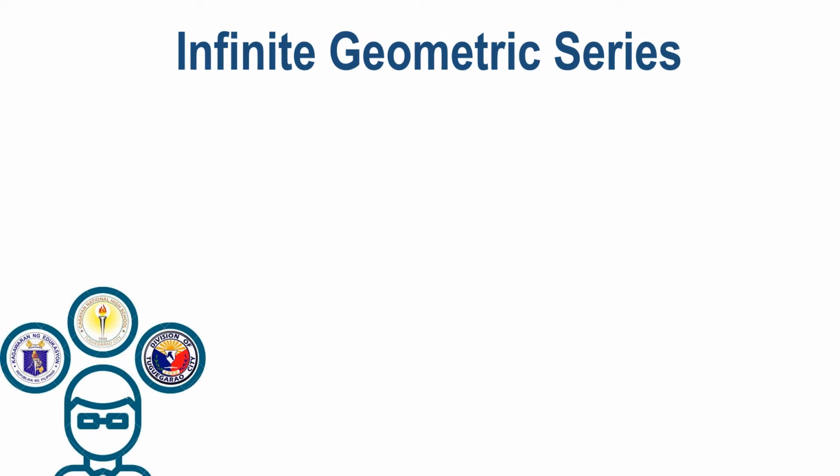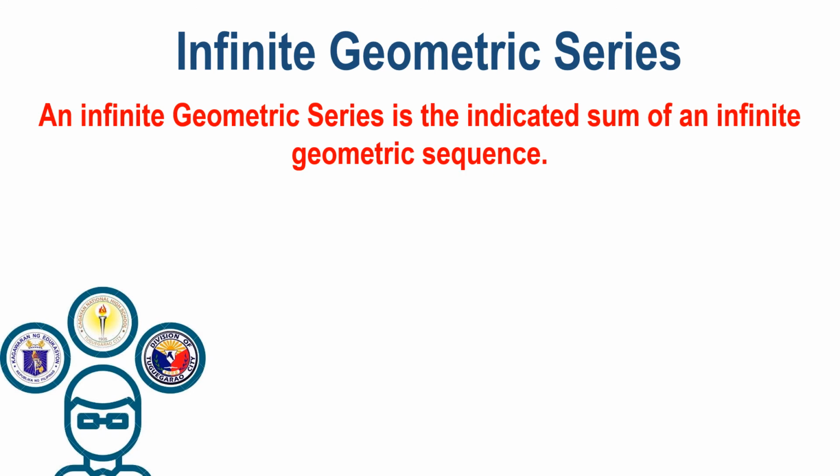Okay, class. Since we're done with finite geometric series, we now move on to infinite geometric series. An infinite geometric series is just the indicated sum of an infinite geometric sequence. So if the terms of an infinite geometric sequence are a sub 1, a sub 1 r, a sub 1 r squared, and so on, then the infinite geometric series is denoted as S is equal to a sub 1 plus a sub 1 r plus a sub 1 r squared, and so on. Notice, class, that there is no more subscript n in S because we do not know the number of terms of an infinite geometric series.